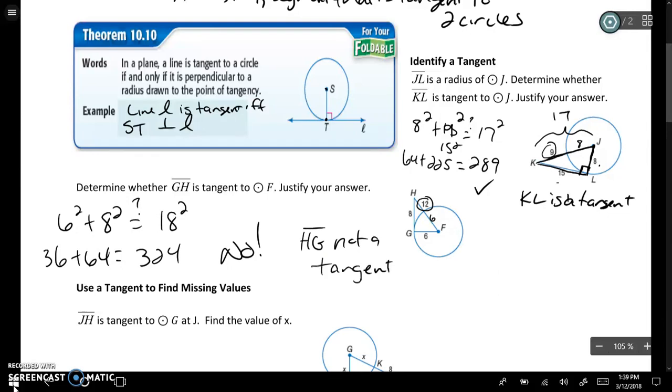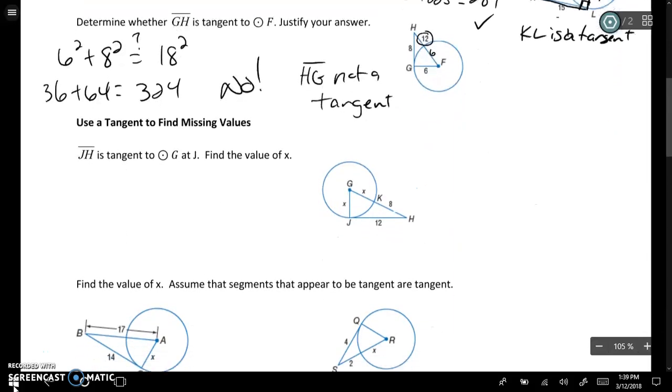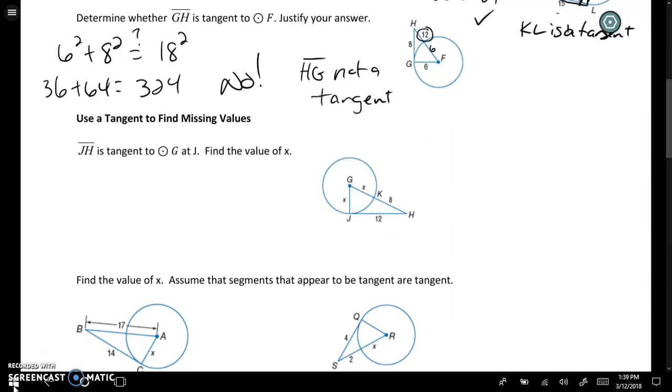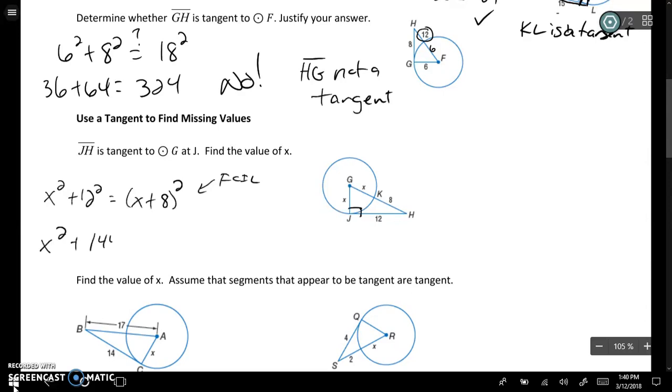Okay, and we're going to use this to answer some questions and find the values of x. So JH is tangent, which means this is a right angle. So since it's a right angle, we know that x squared plus 12 squared has to be equal to x plus 8 squared because we're adding them together. Now you got to FOIL that. So we know that x squared plus 144 is equal to x squared plus 16x plus 64.